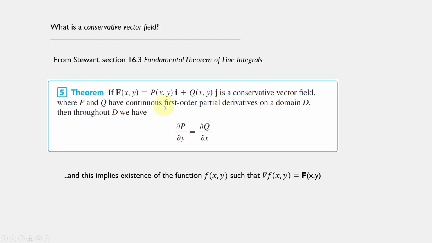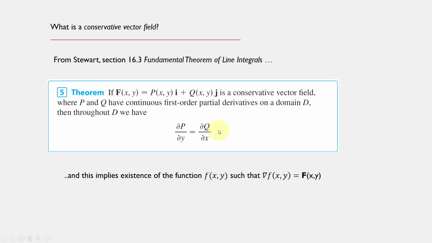throughout you will have that the derivative of the first one with respect to y would equal the derivative of the second one with respect to x, and ultimately, when that happens, that's what implies the existence of some function little f whose gradient is the vector field.